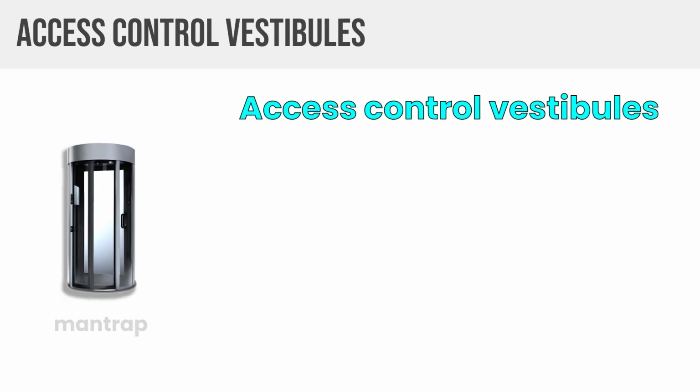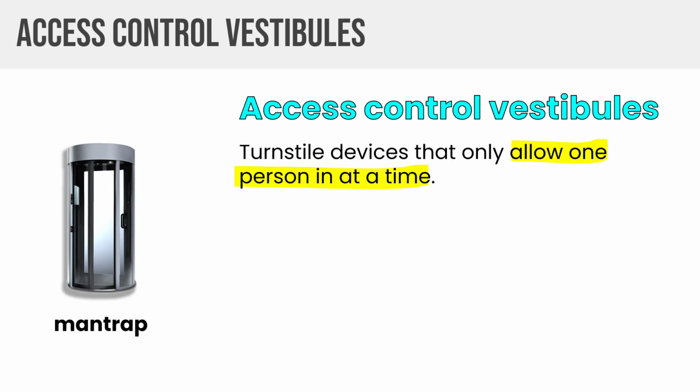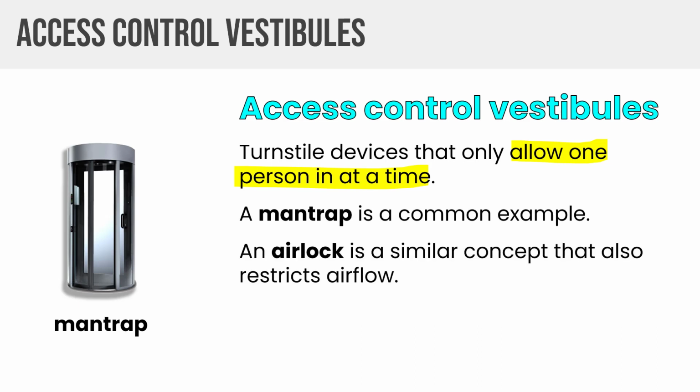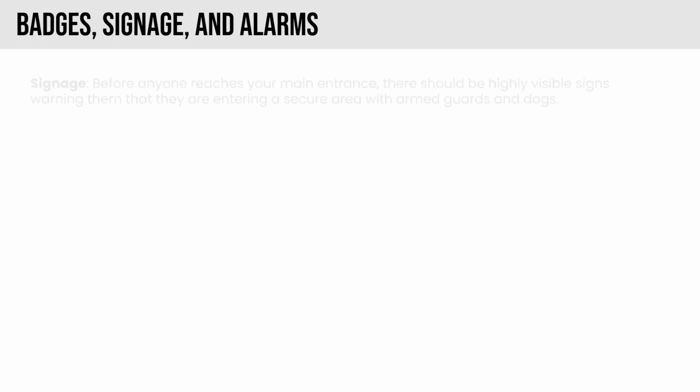So the access control vestibule. It's a turnstile device that allows only one person in at a time. A man trap is a common example. An airlock is a similar concept that also restricts airflow. So for purposes of the exam objective called out access control vestibule, man trap is the same as access control vestibule, two terms for the same thing. In fact, I believe you'll find that to be true even on Wikipedia.